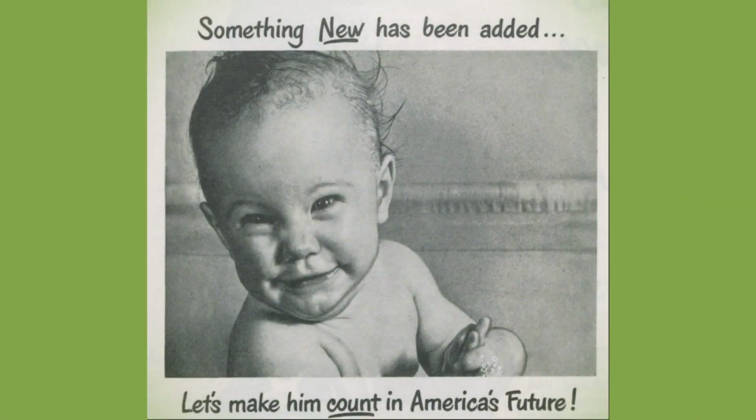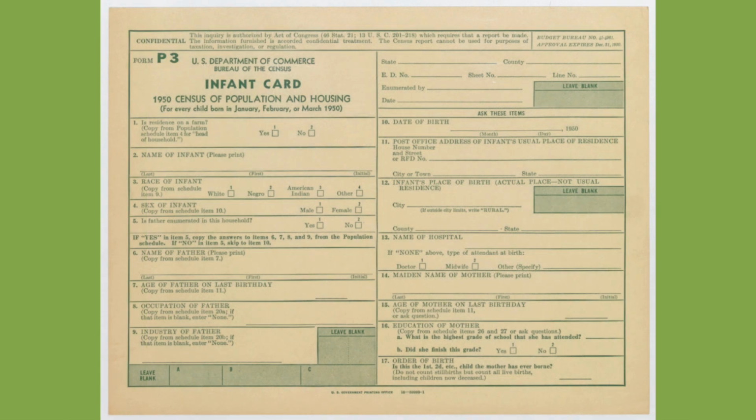The same goes for what were called the infant cards. Infants born in January, February, or March 1950 were supposed to have a special card in the census filled out. They too were deemed to be temporary records and were not preserved.